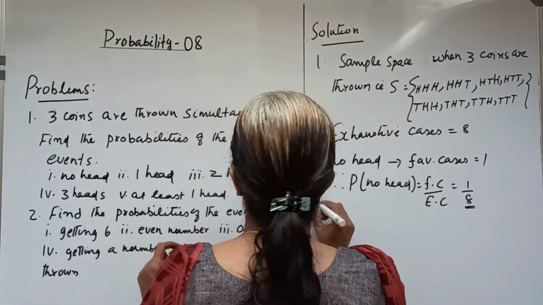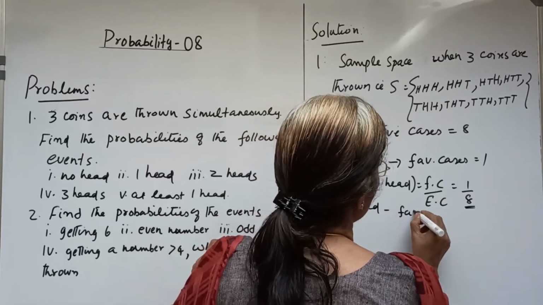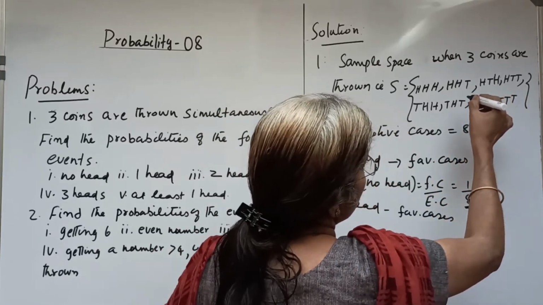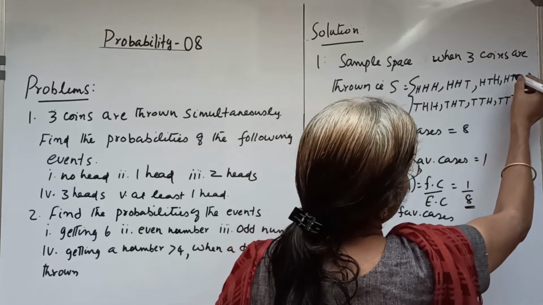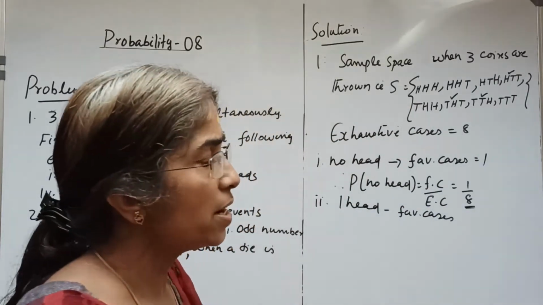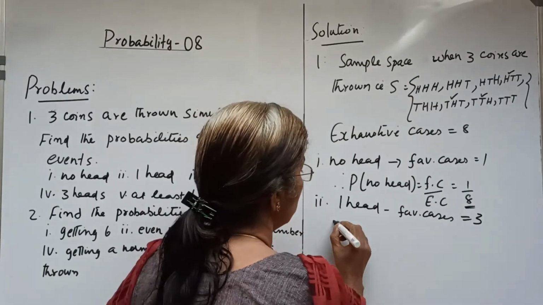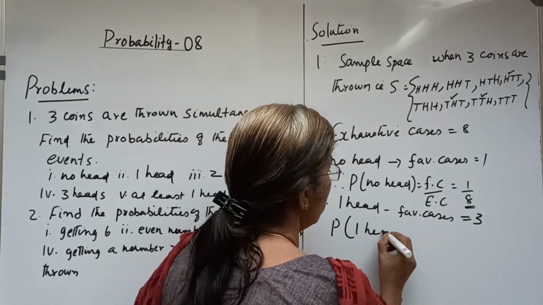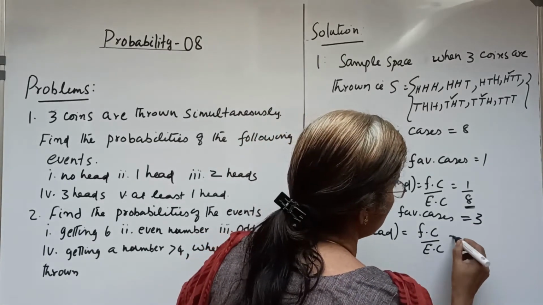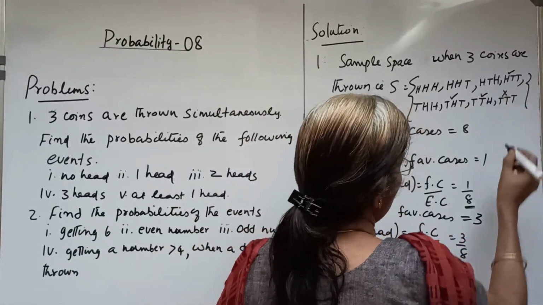So what about 1 head? 1 head means the favorable cases are HTT, THT, TTH. So the favorable cases equal to 3. Therefore, probability of 1 head becomes, using that simple definition, favorable cases by exhaustive cases, equal to 3 by 8.